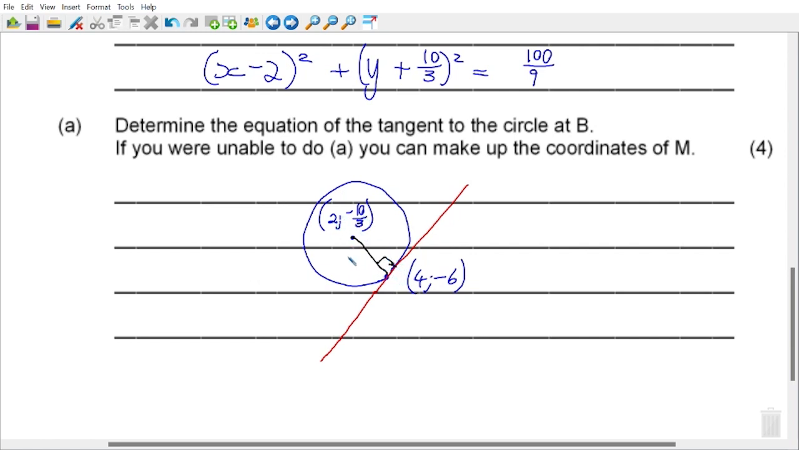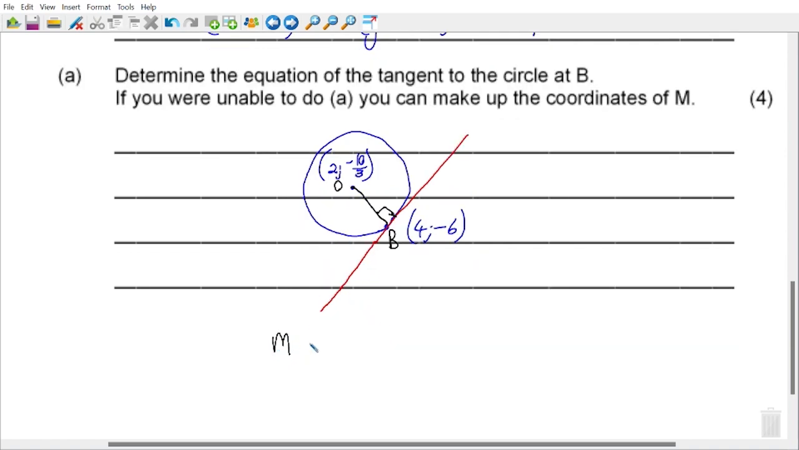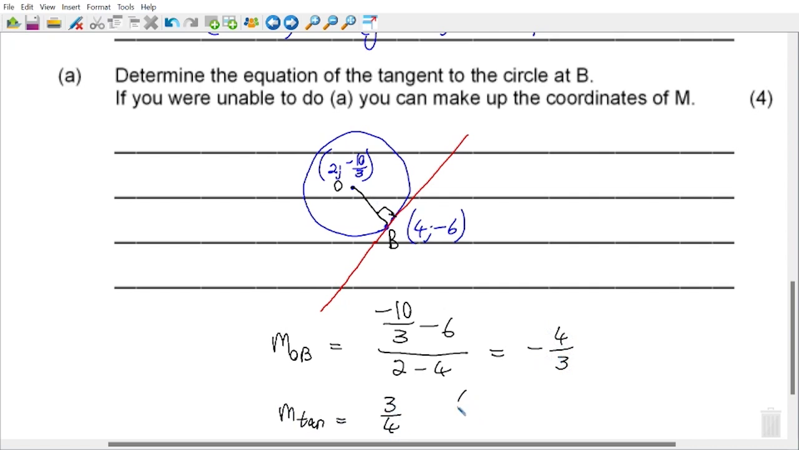So I've got these 2 points. I can work out the gradient of OB. All right, let's do that. The gradient of OB is going to be the change in the y values, so negative 10 over 3, subtract 6, divided by the change in the x values, 2 minus 4. Right, we sort all of that out, and it actually comes to negative 4 over 3. Notice it's a negative gradient, it's going downhill. So now the gradient of the tangent will be the negative reciprocal of that. In other words, we're going to turn it over and change its sign. It's actually 3/4, right? And the reason that we're doing that is that the radius is perpendicular to the tangent.